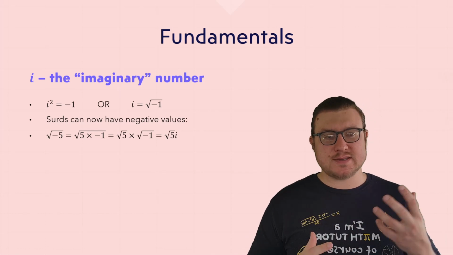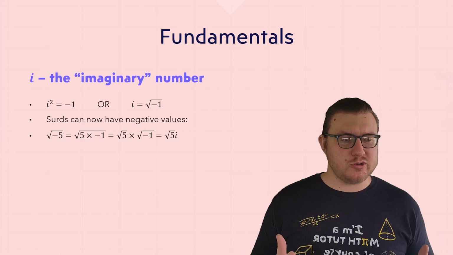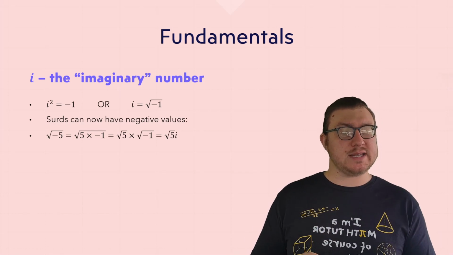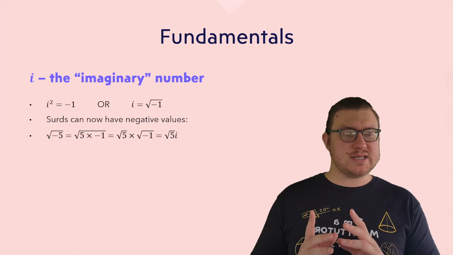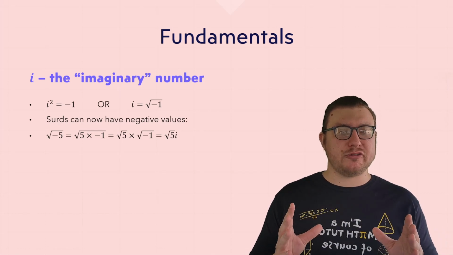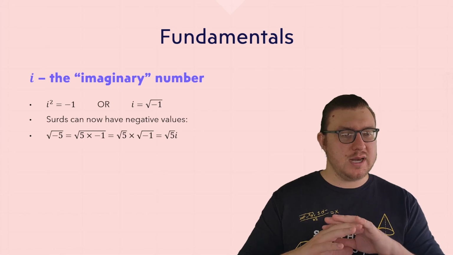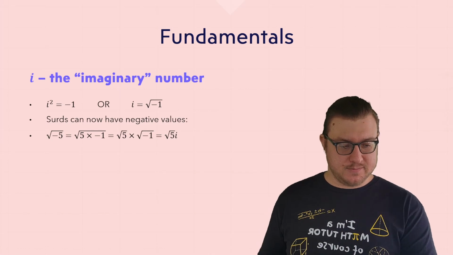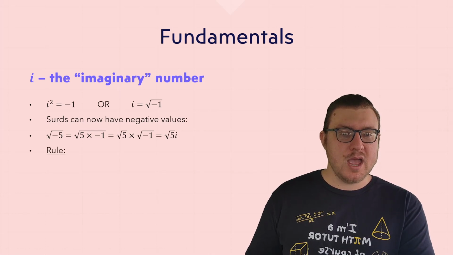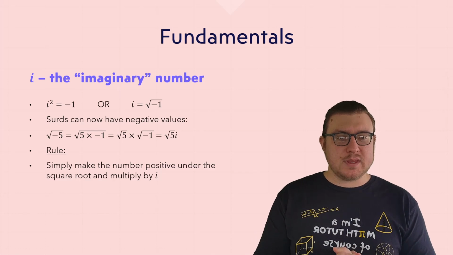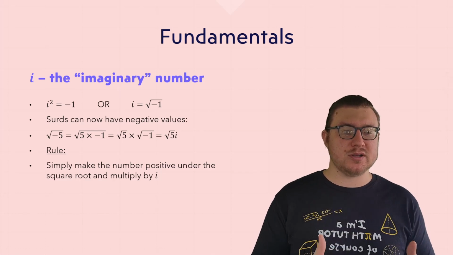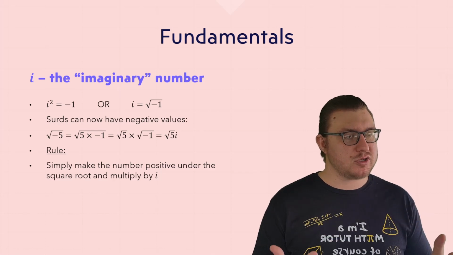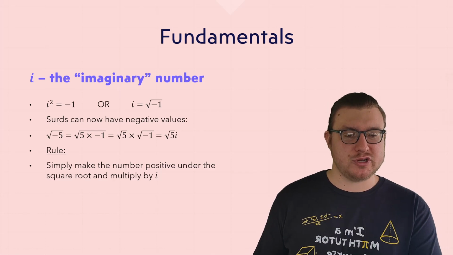Now, you've seen this probably once or twice, and then you don't do it anymore. All you need to remember is if you've got the square root of -5, just write the square root of 5, take the negative, leave it out, we don't need it anymore, but remember to put the i at the end. For the rule, simply make the number positive under the square root and multiply by i, just like I've just told you.